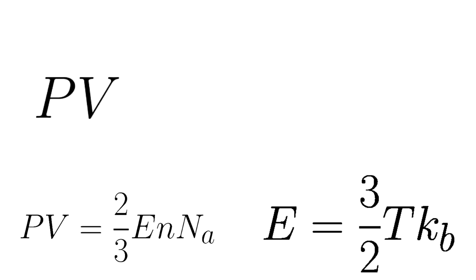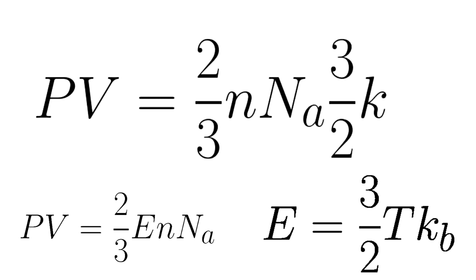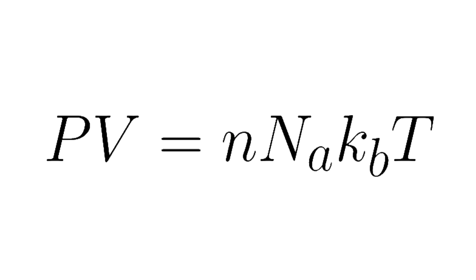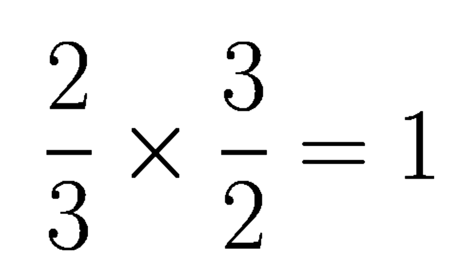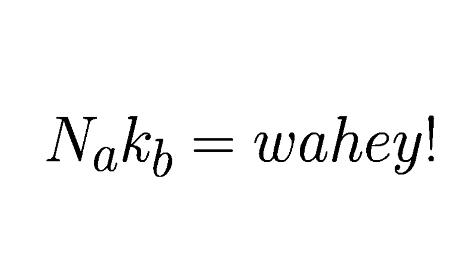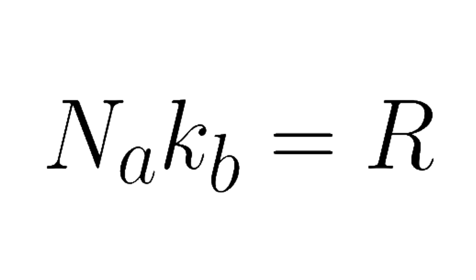With substitution, PV becomes 2/3 times the number of moles times Avogadro's number times 3/2 times the Boltzmann constant times the temperature. The fractions cancel. Physicists will say this is proof of the perfection of mathematics. Personally, I think the 3 divided by 2 exists solely to make this fraction cancel. You weren't fooling anyone, Boltzmann. We were only human. In addition, our 2 constants multiply to make another constant, the gas constant.